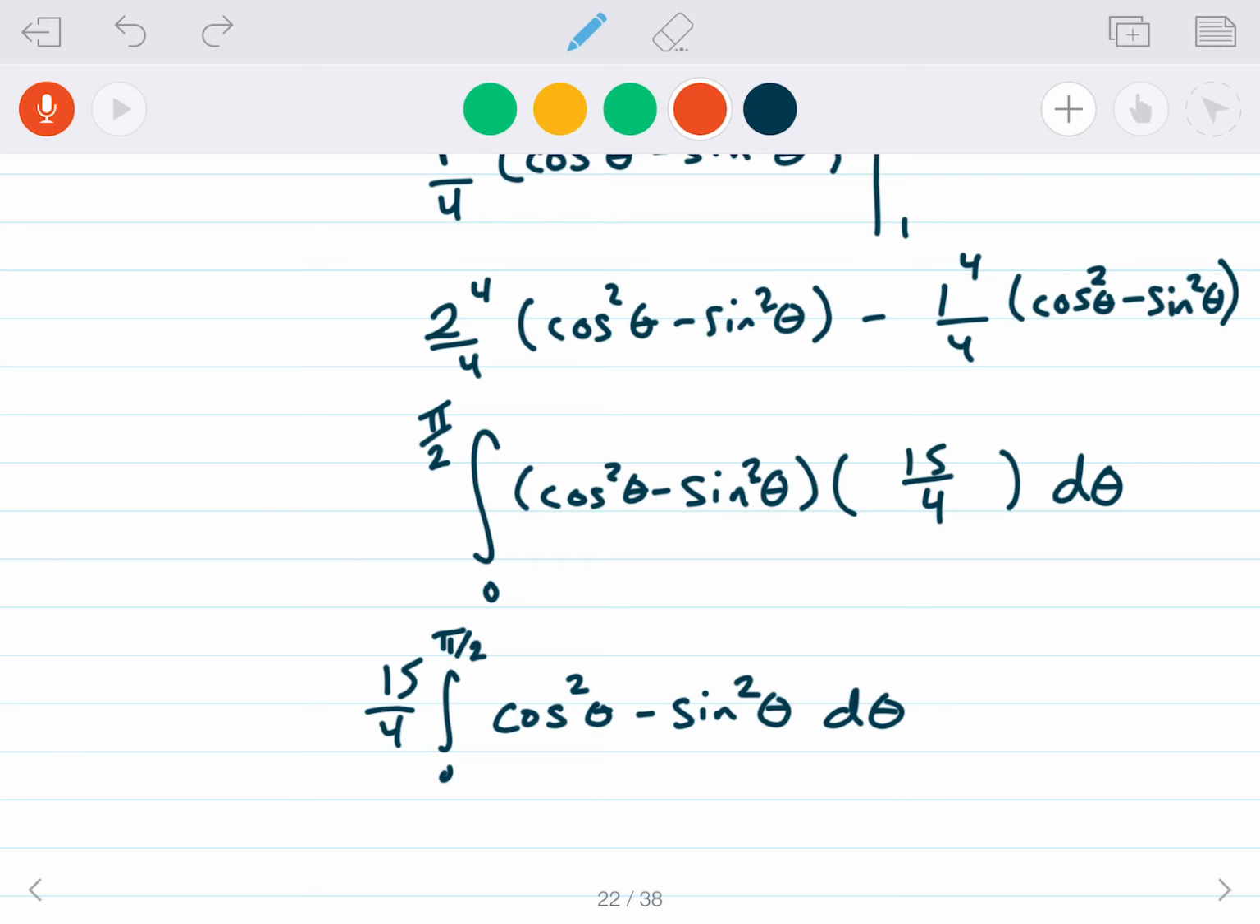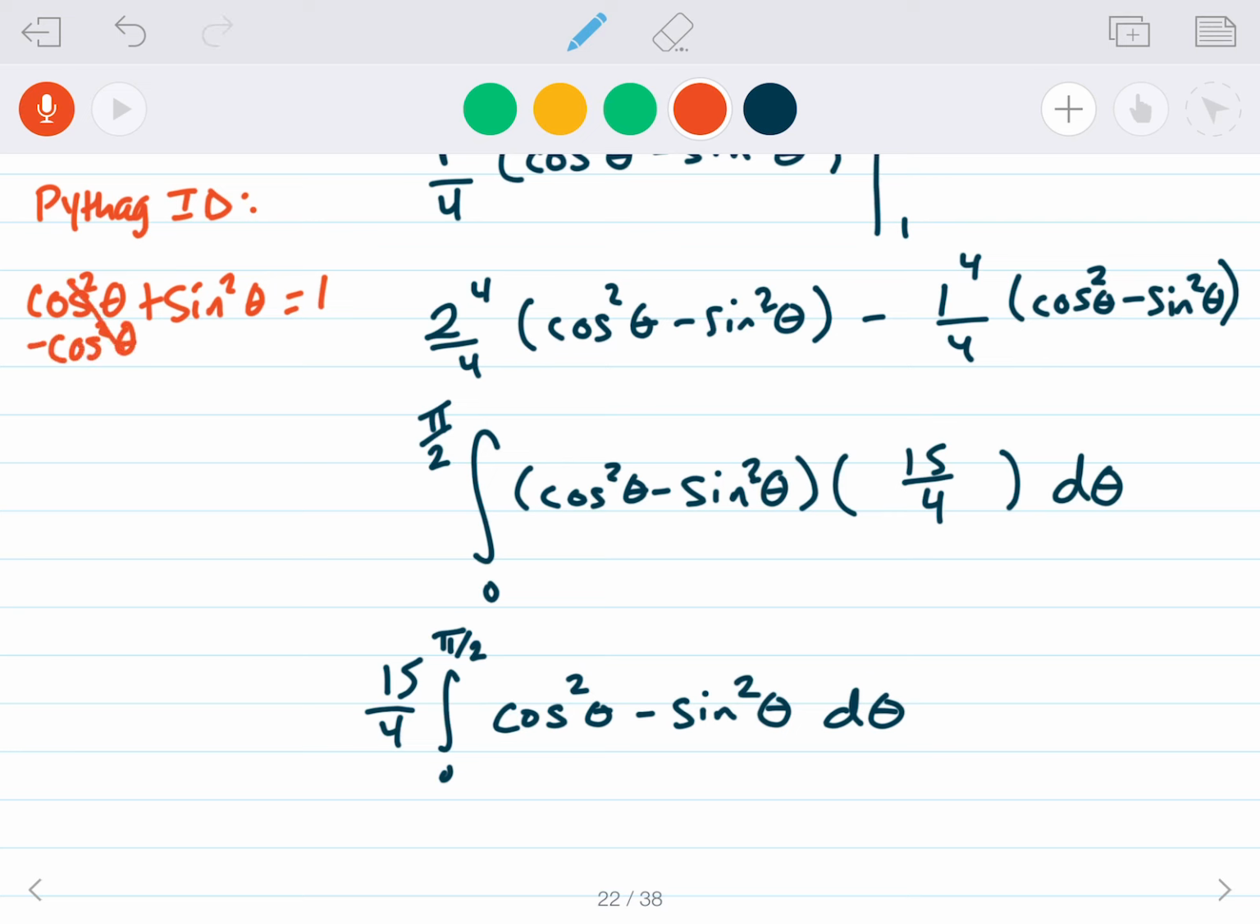Well, how about the Pythagorean identity? How about this? The Pythagorean identity is cosine squared theta plus sine squared theta is equal to 1. And if I can convert everything in terms of either sine squared or cosine squared, then I'm on my way to a simpler expression. And that's what I'm trying to do here.